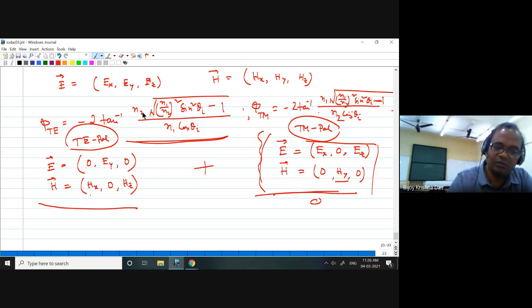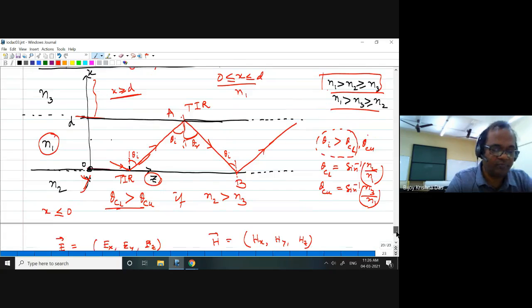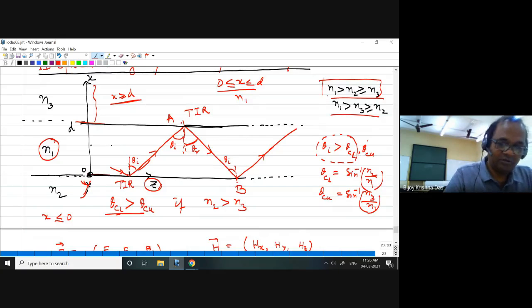Any question up to this point? If not, I can just discuss the next issue. I know what the phase change is upon total internal reflection for A and what is happening for B. Let us restrict ourselves first to the TE polarization. Now let's see what is happening: why light goes with this angle and comes back like this.